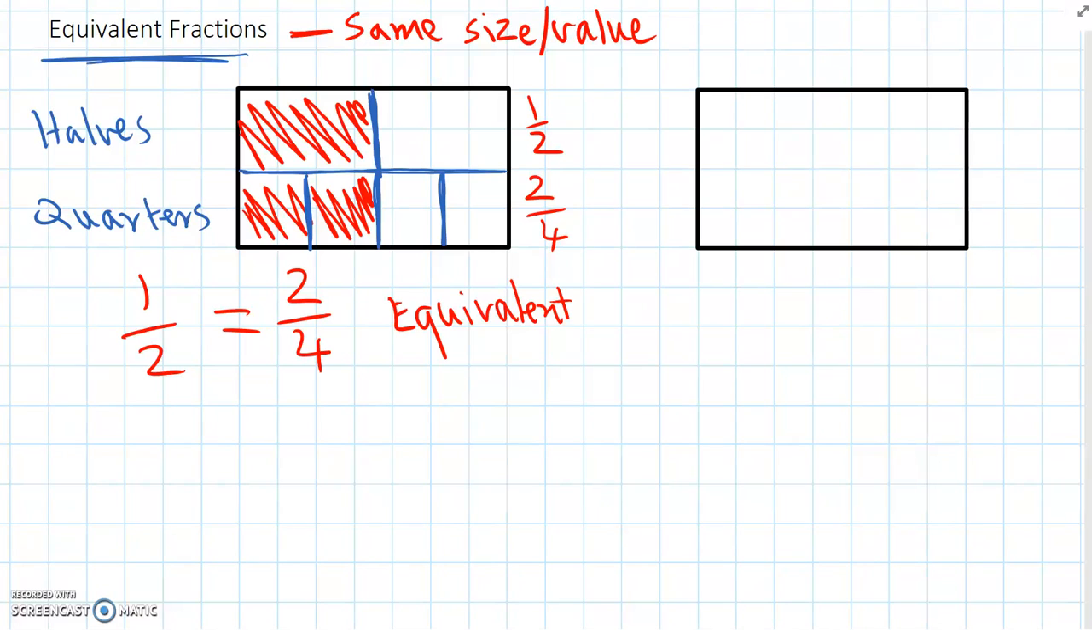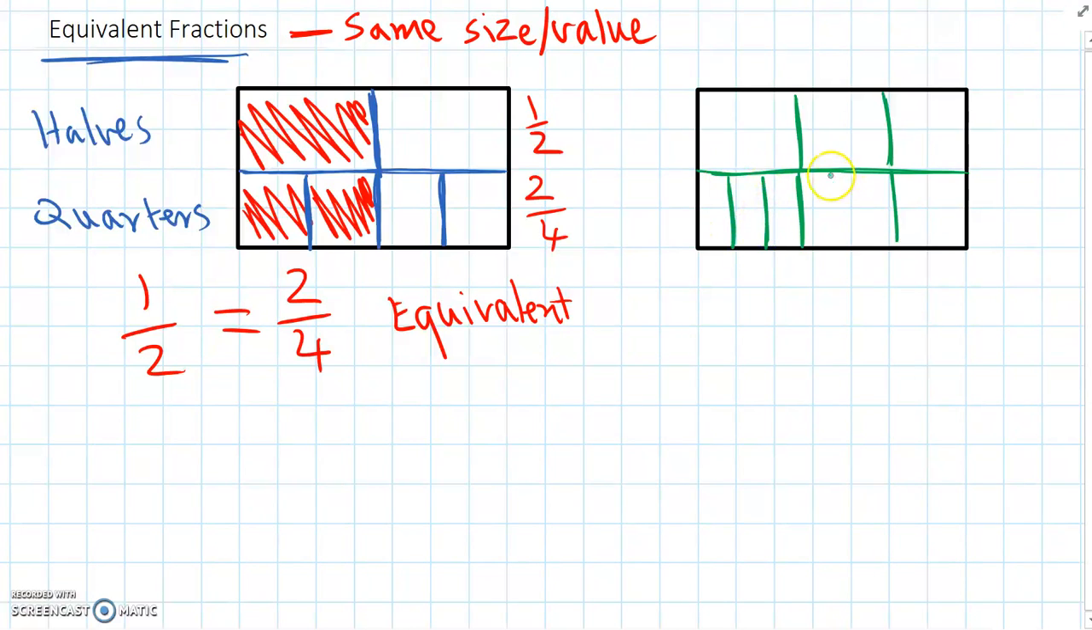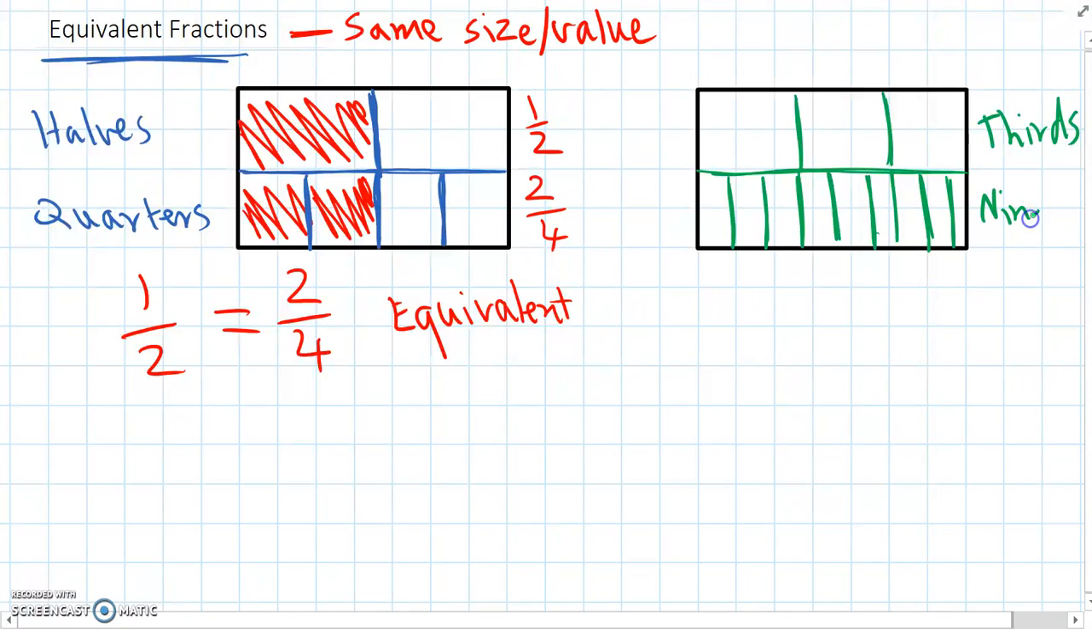Let's do a different example on the next fraction wall. So for this one, we will use thirds. So the first one is divided into thirds. The next row, we'll divide each of those thirds into 3. So we have 1, 2, 3, 4, 5, 6, 7, 8, 9. So this fraction wall is showing thirds and ninths.